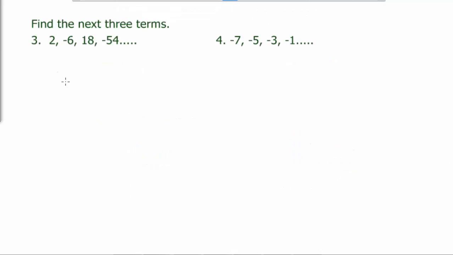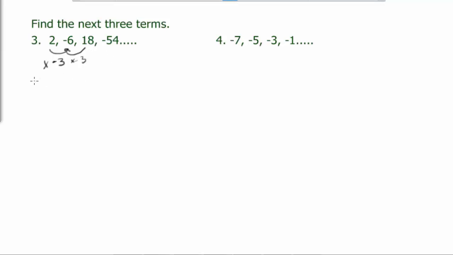Okay, next one. Find the next 3 terms. Well, to get from 2 to -6, you're either multiplying by something or adding something. So this is 2 times -3. This would be 6 times -3, and so on. So you're multiplying by -3.